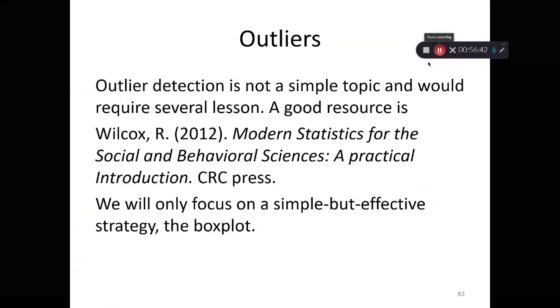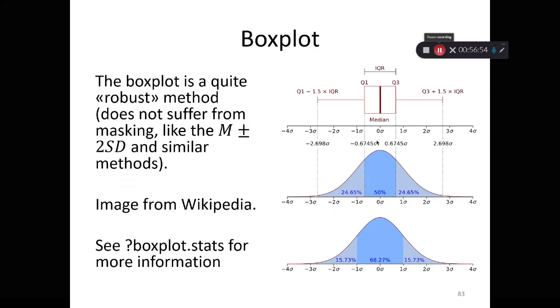So outlier detection is not a simple topic and it will require several lessons, but I suggest you this book, and I always focus on a simple but quite effective strategy, which is the box plot. Box plot is just a plot. You may have seen it many times. This figure, I took it from Wikipedia. It represents the median, the first and the third quartiles.